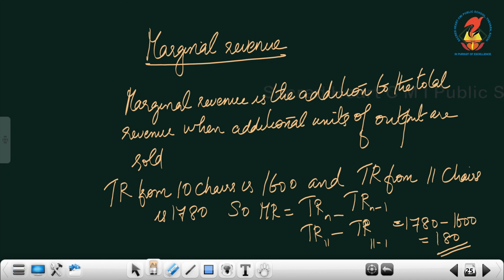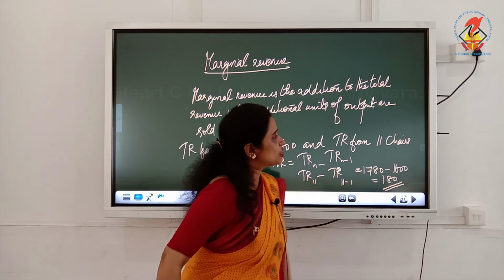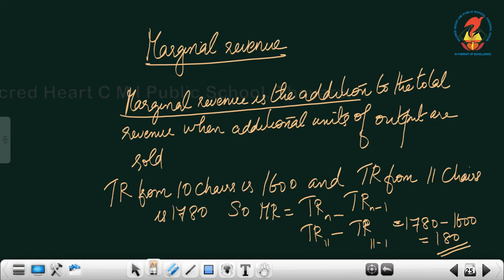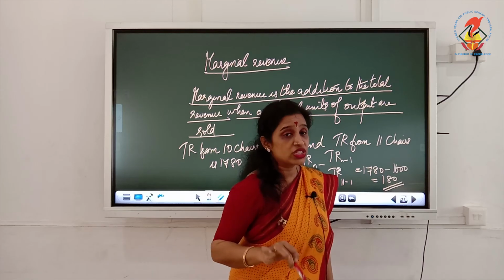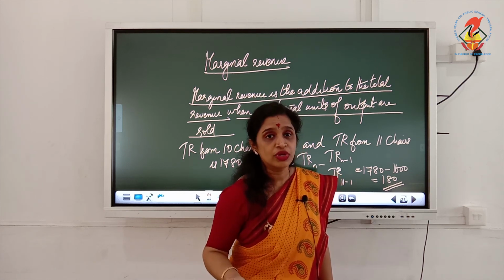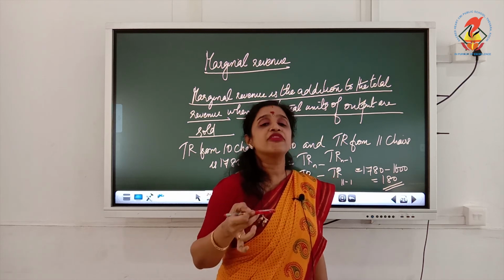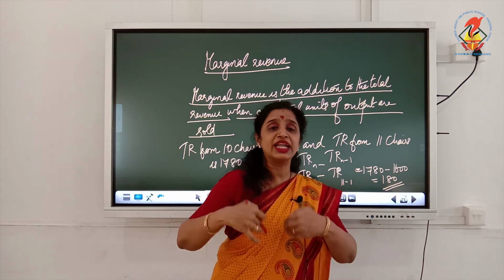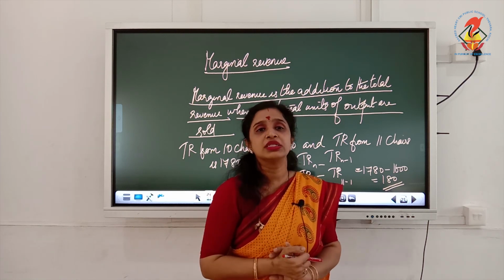Now we will move on to the next type of revenue, marginal revenue. Whenever you use the term marginal, what should come to your mind? Addition to the total revenue, isn't it? So the definition for marginal revenue is, it is the addition to the total revenue when additional units of output are sold, not produced. It is not cost. We are discussing revenue. How much addition to the total revenue happens due to the sale of an additional unit of output? When you are selling an additional unit of output, how much additional revenue you are getting? That is known as marginal revenue.